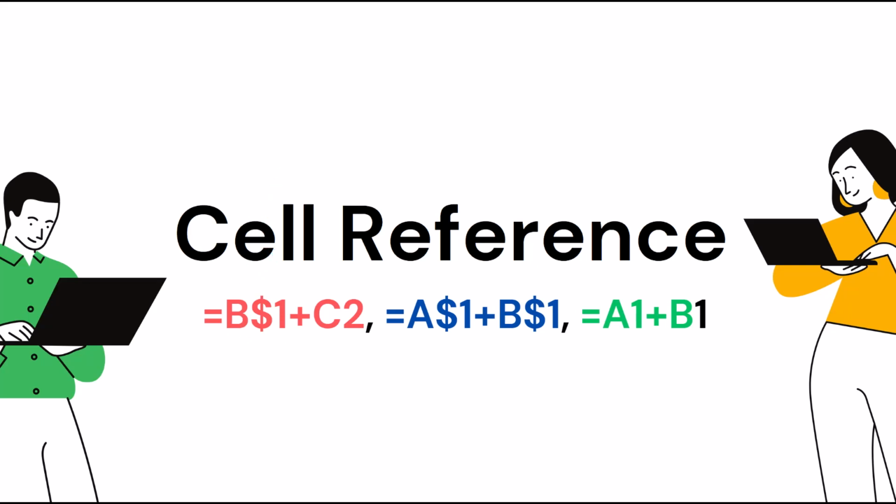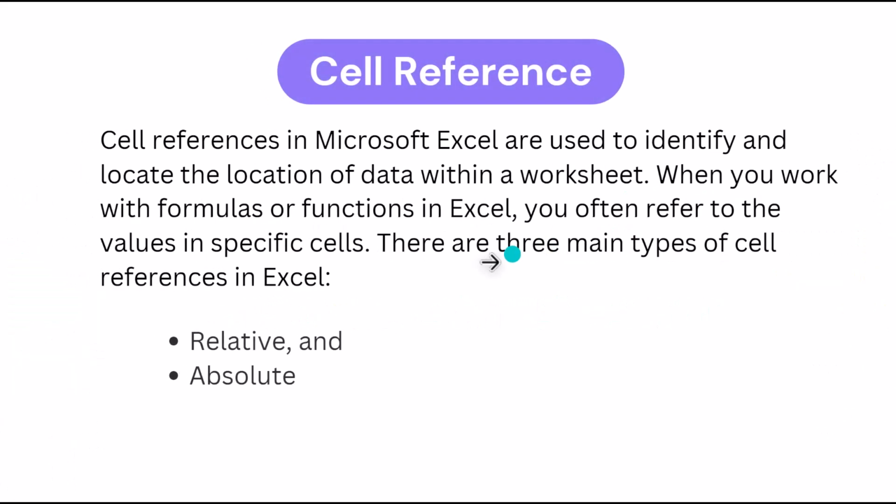From the knowledge of cells, we know columns are lettered A, B, C, D, E, and for the rows, we have 1, 2, 3, 4, 5, 6, 7, and so forth. So when we are talking about working with cell references, we are basically talking about how we identify and locate data within a worksheet.